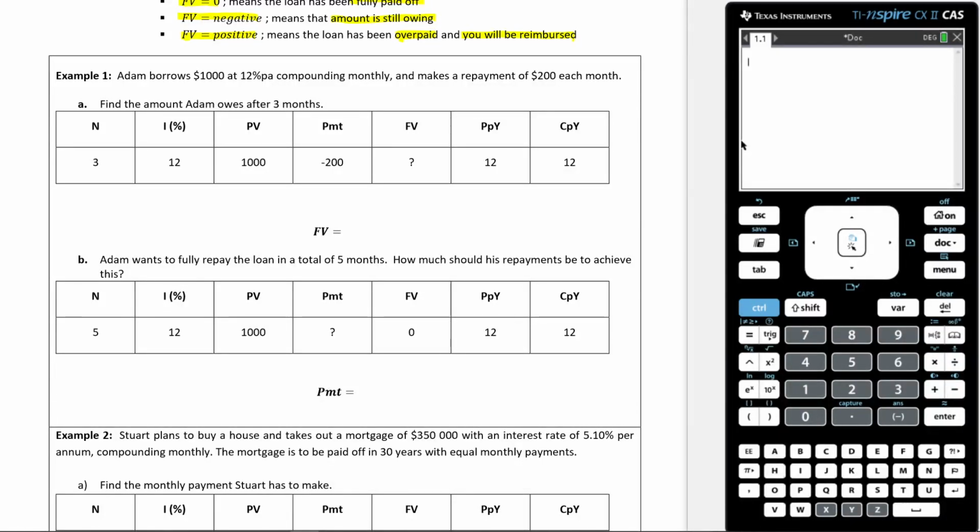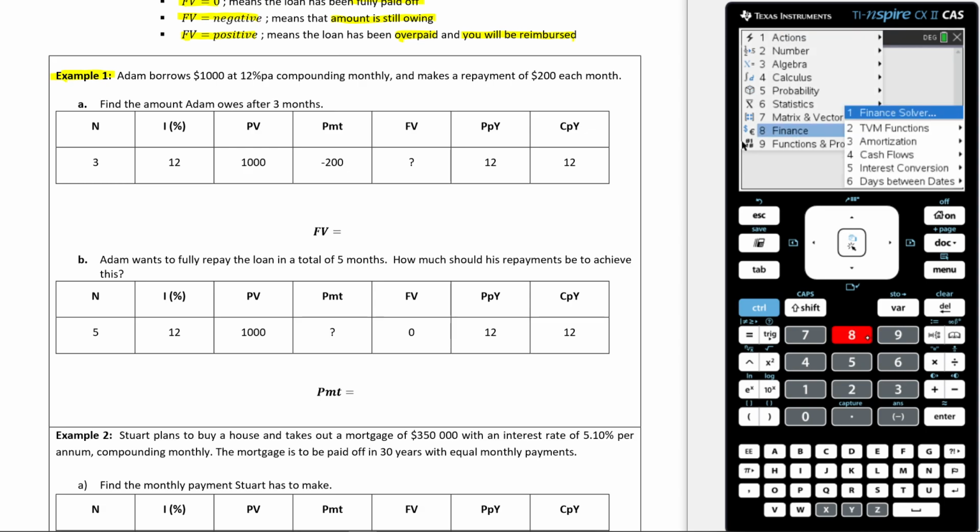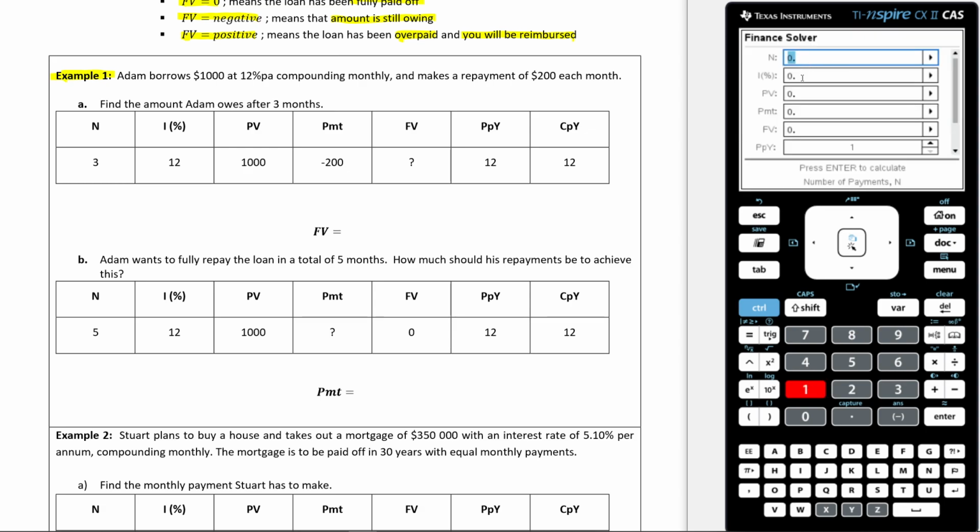All right, we're now going to go through example 1 here. Now we're going to use our finance solver, so let's bring that up on our CAS. We go menu, we go 8 for finance, and then 1 for finance solver, and then we've got it open here. Okay, it says Adam borrows $1,000 at 12% per annum compounding monthly and makes a repayment of $200 each month. Find the amount Adam owes after 3 months.